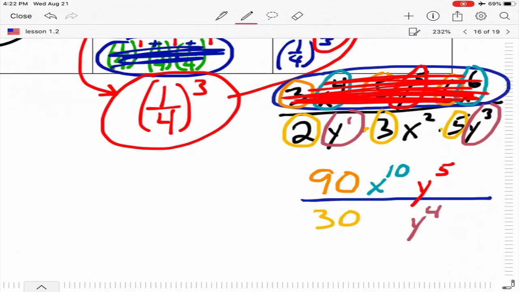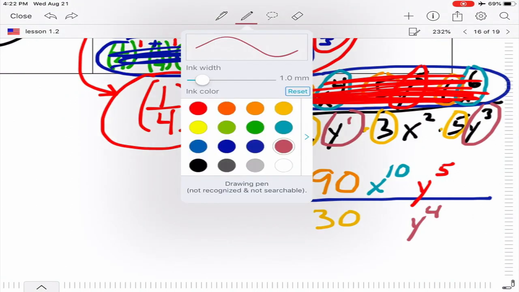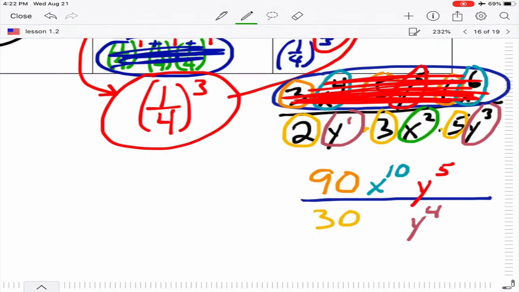Look what I did visually though. I put the y to the 4th directly underneath the y to the 5th. Make sure the x's are on top of each other and the y's are on top of each other. And the coefficient numbers, the big font numbers, are on top of each other. X squared doesn't have a buddy, so I'm just going to bring him down.